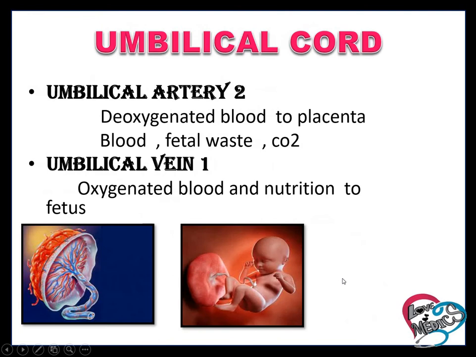What is the connection between mother and the fetus? That is the umbilical cord. The umbilical cord has two umbilical arteries and one umbilical vein. Normally, the artery carries oxygenated blood. Veins carry deoxygenated blood. But here, the artery carries deoxygenated blood to the placenta.